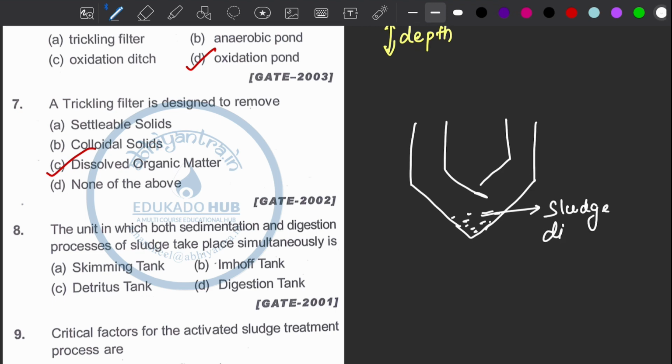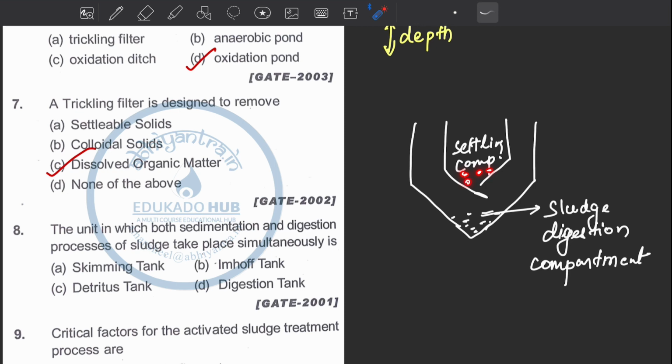Sludge digestion compartment, and upper half is known as settling compartment. So in settling compartment, the solids will be collected down, and this collected solids will slide down into the inclined bottom slope, and it enters into the lower chamber. This is lower chamber, in which sludge is collected and digested. Otherwise these two chambers are unconnected.